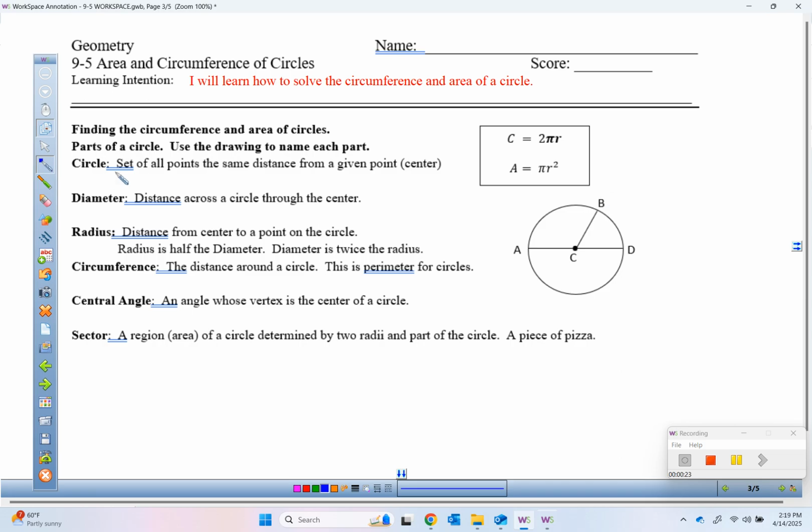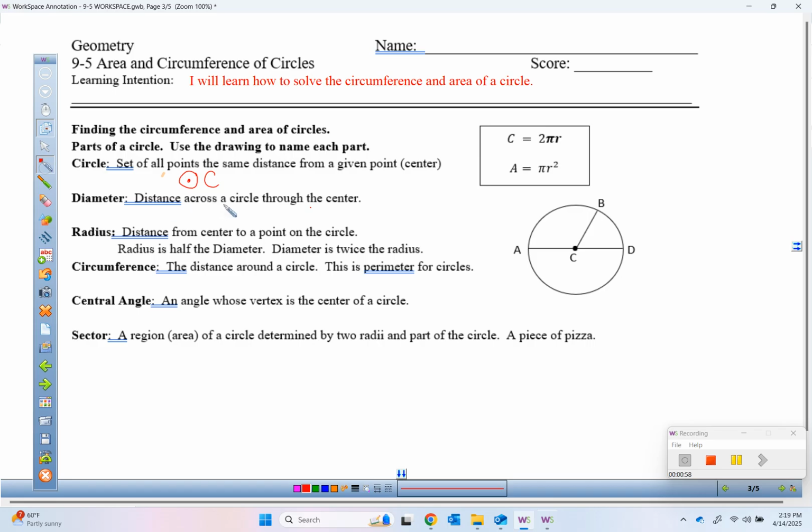So the first thing is, a circle is the set of all points the same distance from a given point, and that given point being the center. So we have the center and we have this point, and they're all the same distance from the center. There could be a point down here. They're all the same distance from the center. And there's a way to label it, and we would label it this: Circle C, C being the center point. Therefore, that's how we're going to name the circle.